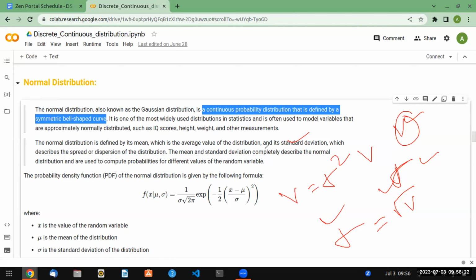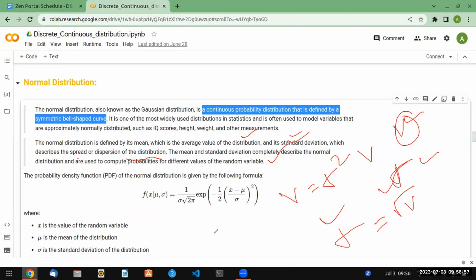So the mean is the average value of the distribution, and its standard deviation describes the spread. Again guys, same thing, right? Variance also, we have seen these terms. It describes the spread or dispersion of the distribution, isn't it? The mean and standard deviation completely describe the normal distribution and are used to compute probabilities for different values of random variables. That means those x-axis values, different probabilistic values.